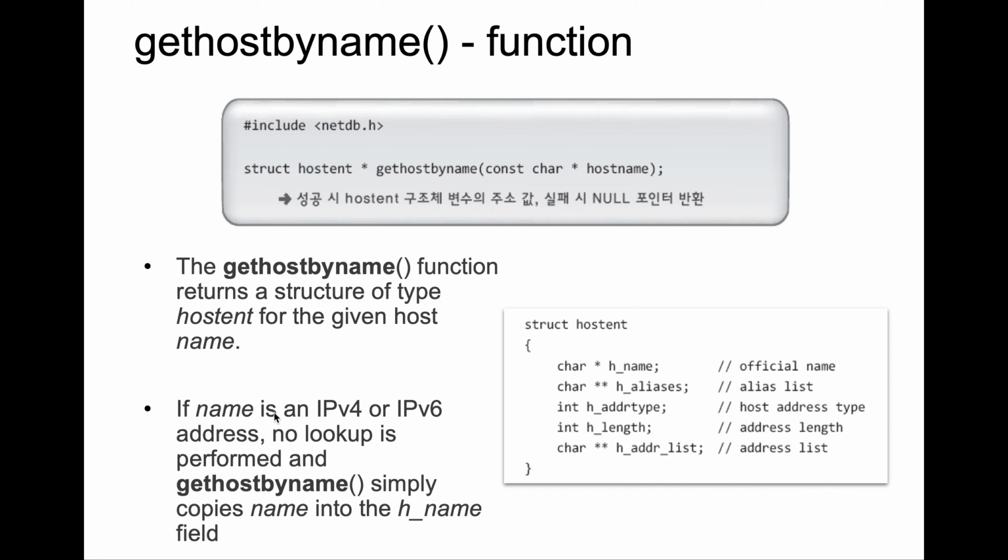So if the value that you have provided as a name is an IP address of version 4 or 6, there will be no lookup. There will be no DNS lookup. And simply what the program will do is copy the value that you've provided, the IP address, into the h_name field, and it will just return that result. That's it. Let's try to understand what the fields are.